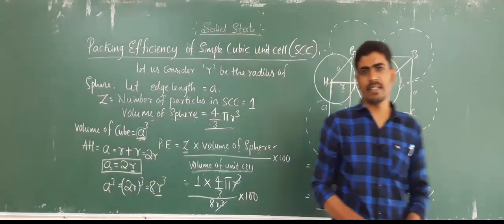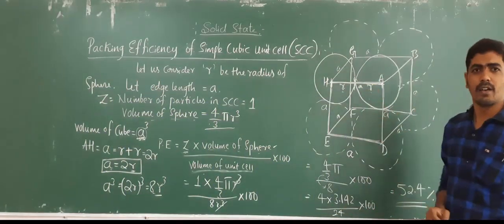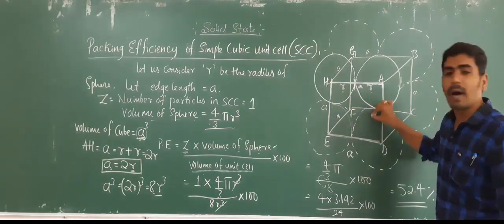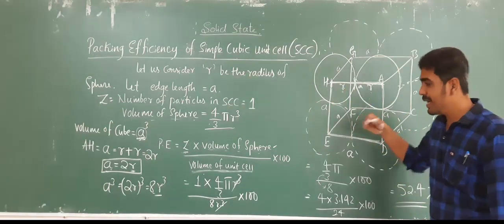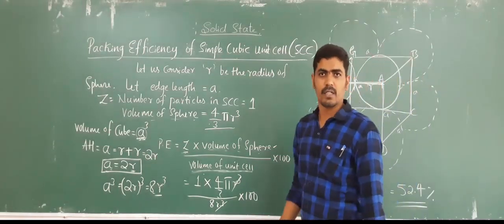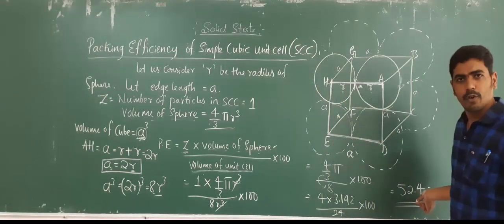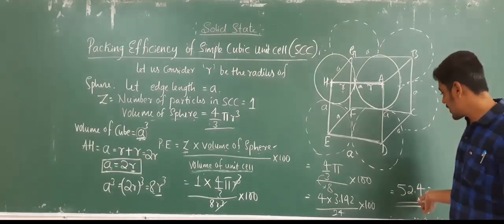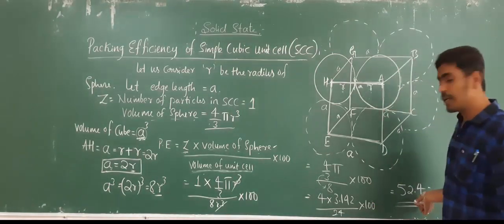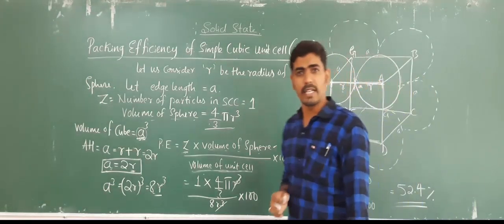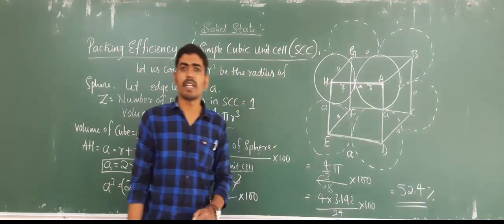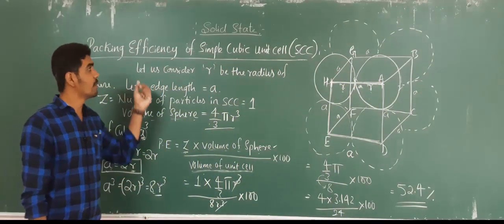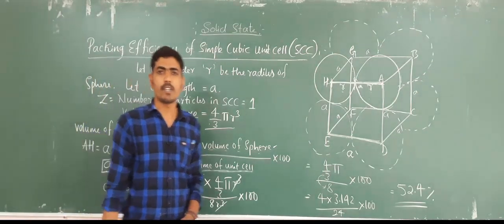It simply indicates that in this unit cell, 52.4% is filled by particles and the remaining space is empty space. That means 52.4% is filled. How much is empty space? Around 47.6% of the space is empty in this simple cubic unit cell. So this is how we can calculate the packing efficiency of a simple cubic unit cell.